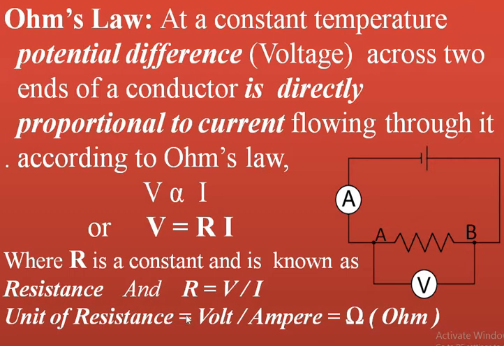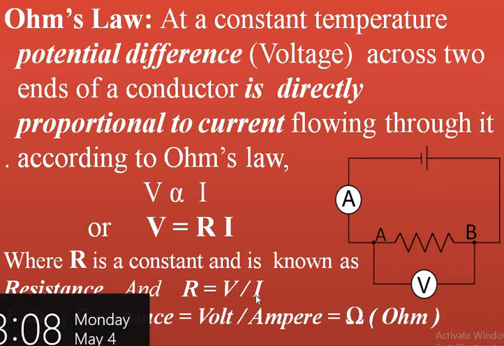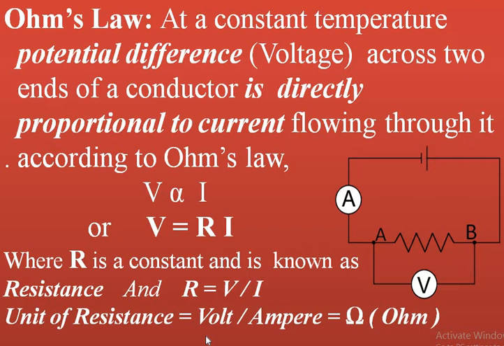So we can get the unit of resistance by using the formula R is equal to V by I. So unit of resistance will be volt per ampere, and 1 volt per ampere is also known as 1 ohm. So unit of resistance is ohm.